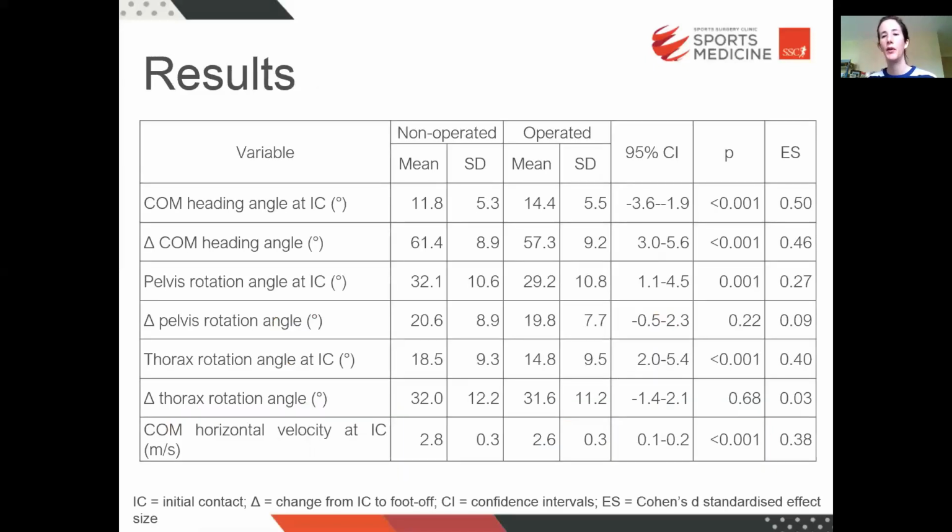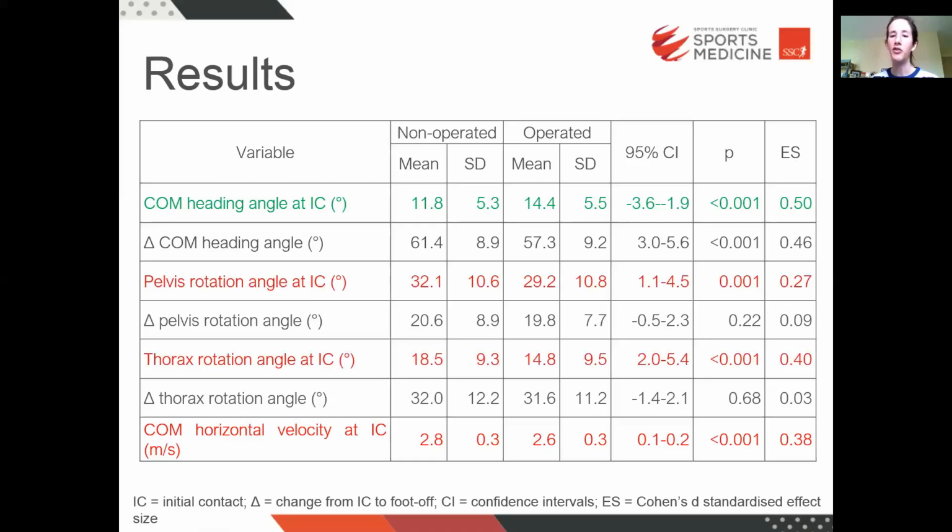Results. So focusing first on the instant of touchdown, we found that centre of mass velocity at initial contact was lower when turning off the operated leg than when they were turning off the non-operated leg. Centre of mass heading angle was more oriented towards the new direction of travel at initial contact when turning off the operated leg, but both the pelvis and the thorax segments were less oriented towards the new direction of travel.